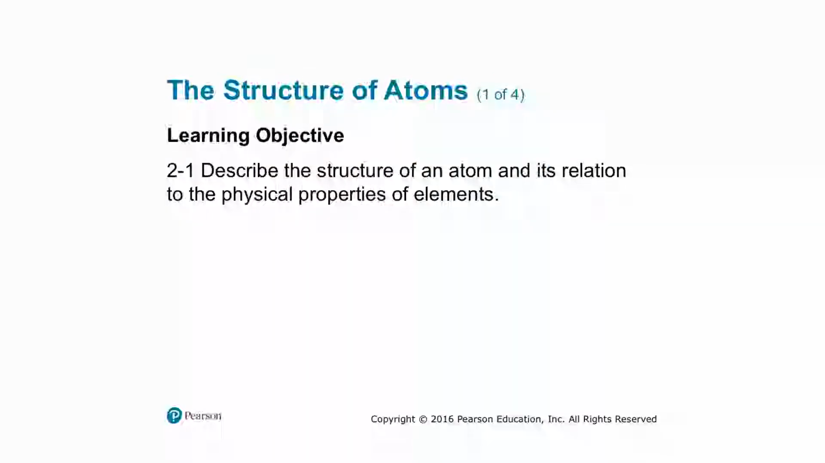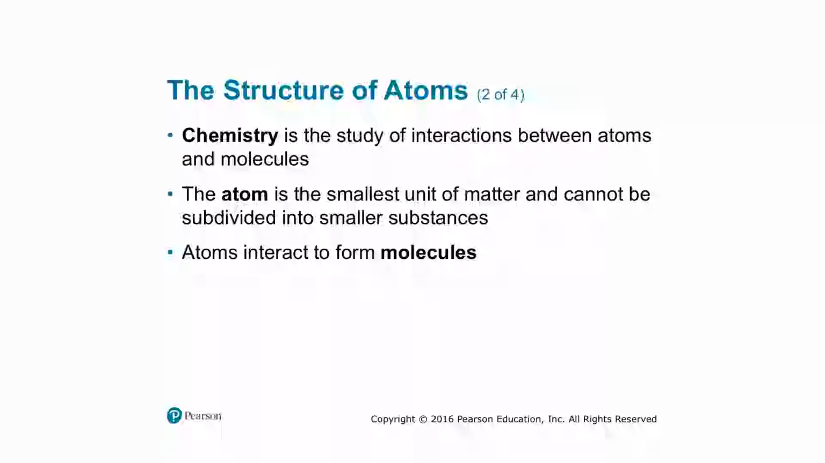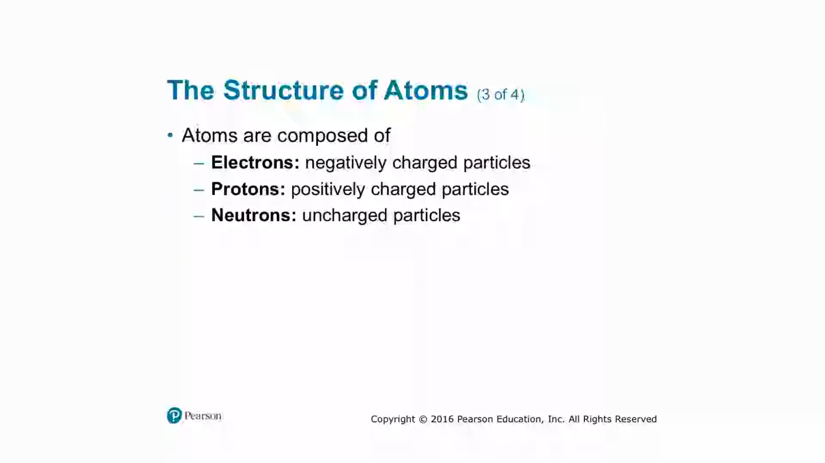So let's take a look at the structure of atoms. This is our learning objective. We're going to describe the structure of an atom and its relation to the physical properties of the element. So chemistry is the study of interactions between atoms and molecules, and the atom is the smallest unit of matter that cannot be subdivided into smaller substances. Atoms interact to form molecules.